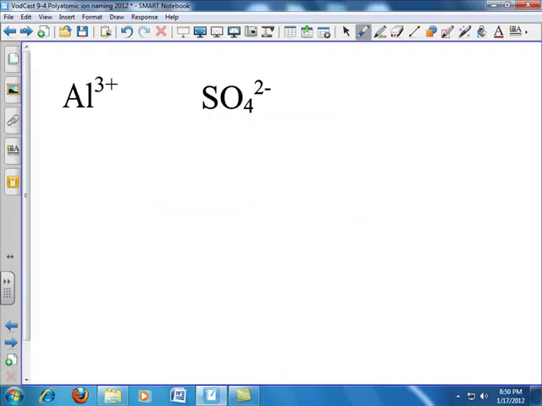Look at another one. Getting more complex as we go, but why don't you see if you can write the formula of this?